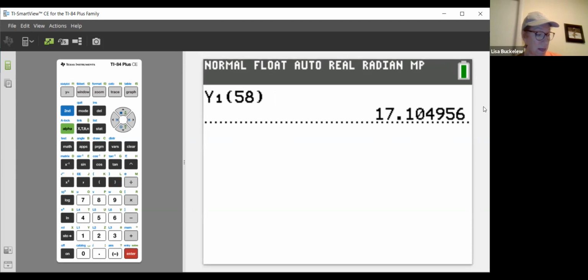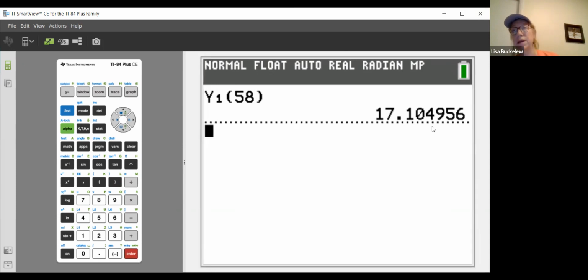17.104956. And I honestly can't remember what it said to round to. So I'm going to write them all down and then go back to the homework problem. 17.104956. So whatever they want us to round that to, that's how many million people they're estimating our model will estimate will have Alzheimer's and other dementias in this country in the year 2058.